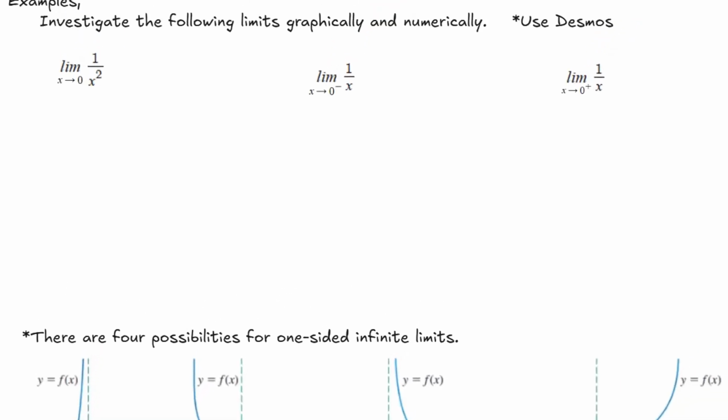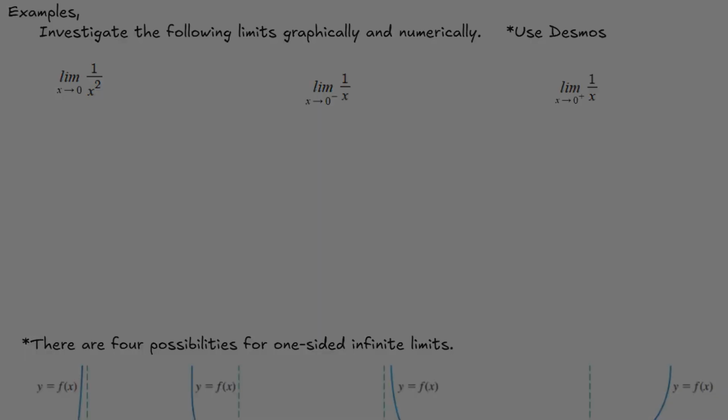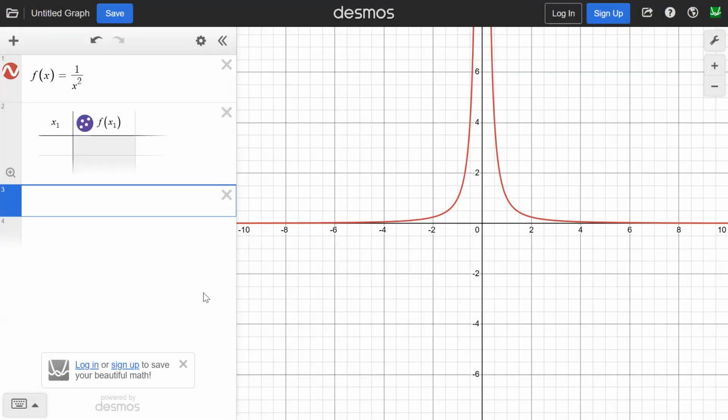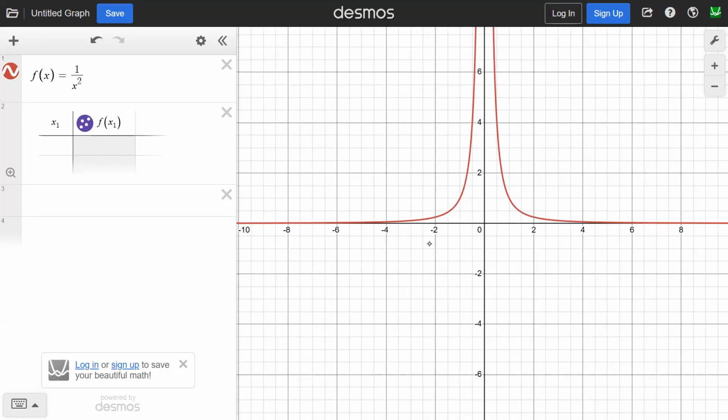What we want to do is investigate some limits graphically and numerically to get a better picture of what's going on here. Here's the graph of f of x equals 1 over x squared, and we want to investigate the limit as x approaches 0. Graphically, as x approaches 0, it looks as though the y values increase without bound, whether you approach 0 from the left or right. We can confirm this numerically by using a table of values.